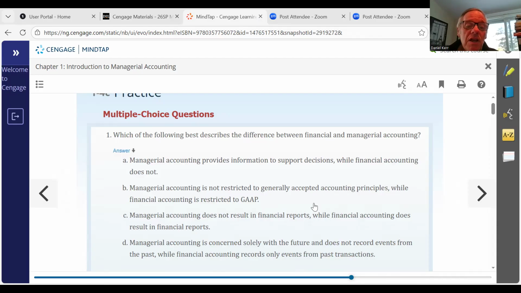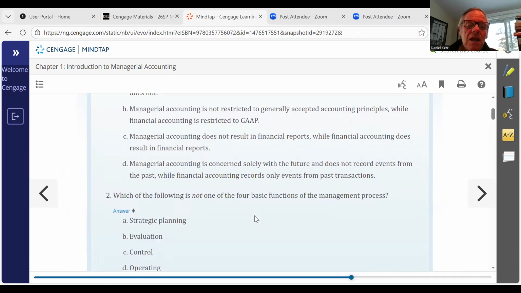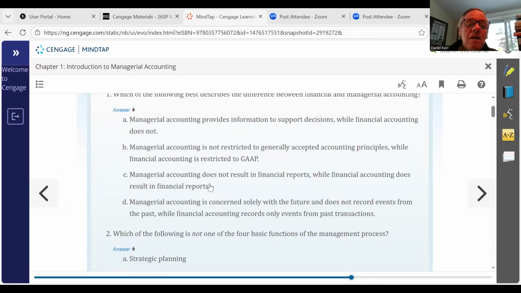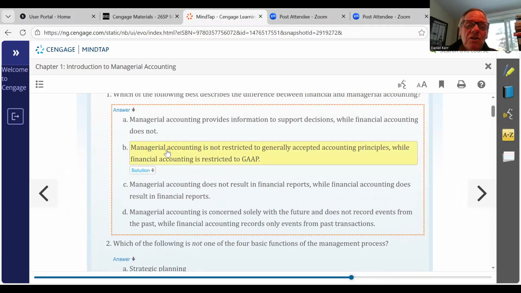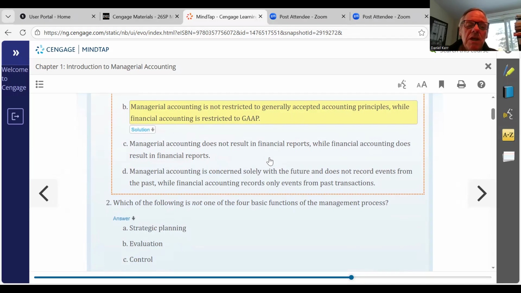B, managerial accounting is not restricted to generally accepted accounting principles, while financial accounting is restricted. Well, that one is true. So B looks like the right answer here. C, managerial accounting does not result in financial reports. Well, that's not true. It does. And D, managerial accounting is concerned solely with the future and does not record events from the past. Well, that's not true. So clearly the best answer here should be B. And that tells you why. Okay, so B, managerial accounting is not restricted to generally accepted, while financial accounting is. So the best answer to 1 is B.